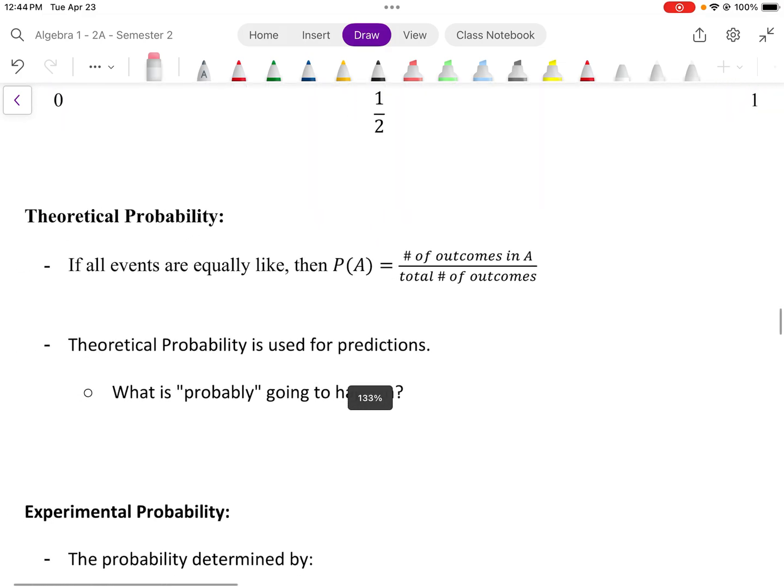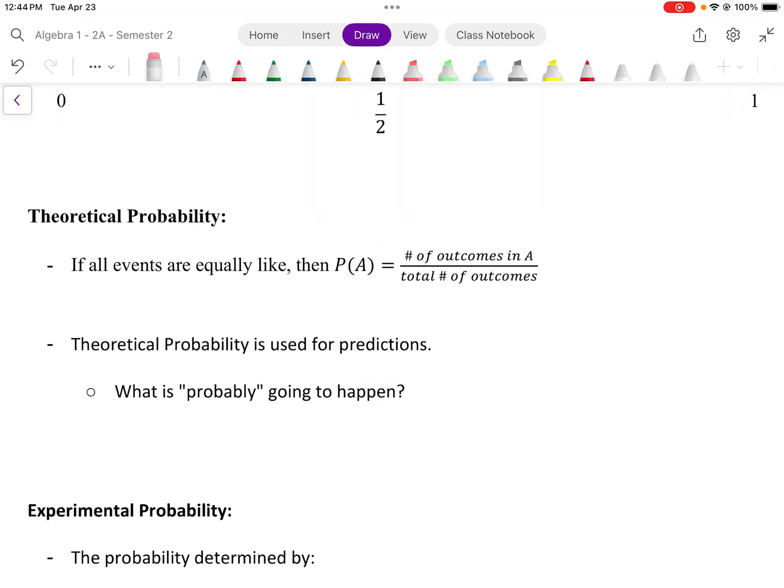Okay? So, theoretical probability is if we have all of the events that are equally likely, then the probability of event A equals the number of outcomes in A divided by the total number of outcomes. I like to think of it as ways to win divided by number of ways.